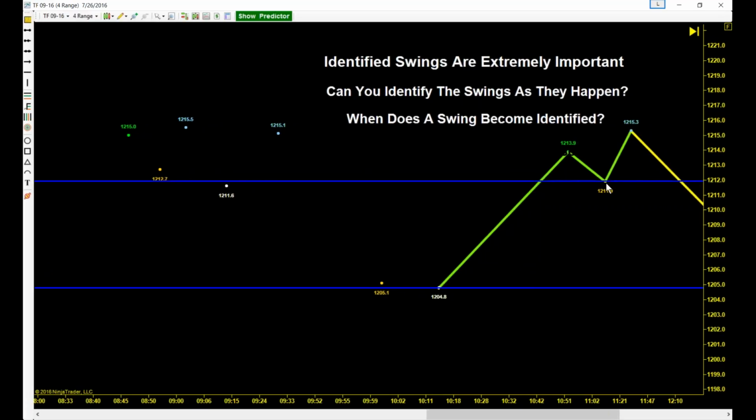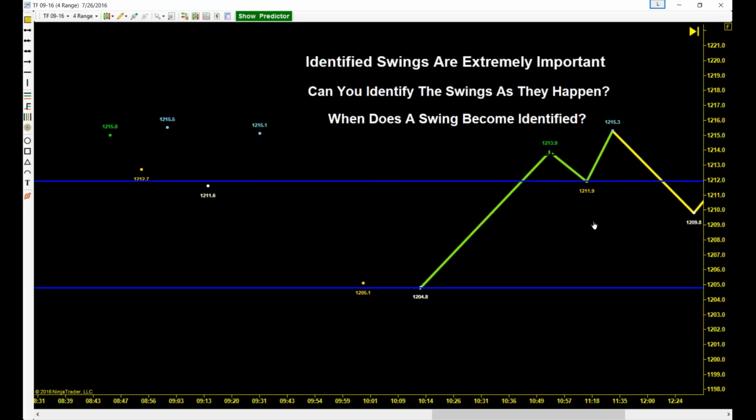Now this broke down and you could have shorted this, right? Obviously you could have shorted it. And I'll show you some trades in here that I'm going to teach, the 5 safest trades you can take. All right, let's look at some more swings.